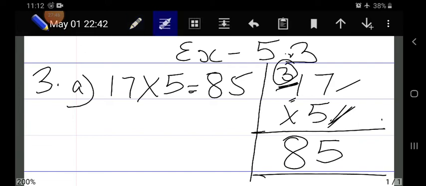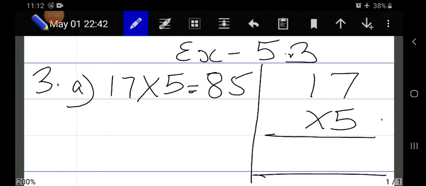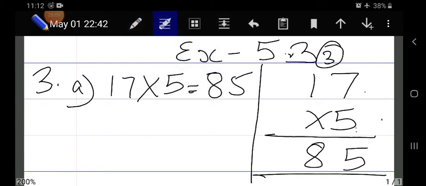I am just going to write it again very neatly. 17 multiplied by 5. 5 sevens are 35, 3 is carried. 5 ones are 5, 6, 7, 8. So the answer is 85. Okay, done.